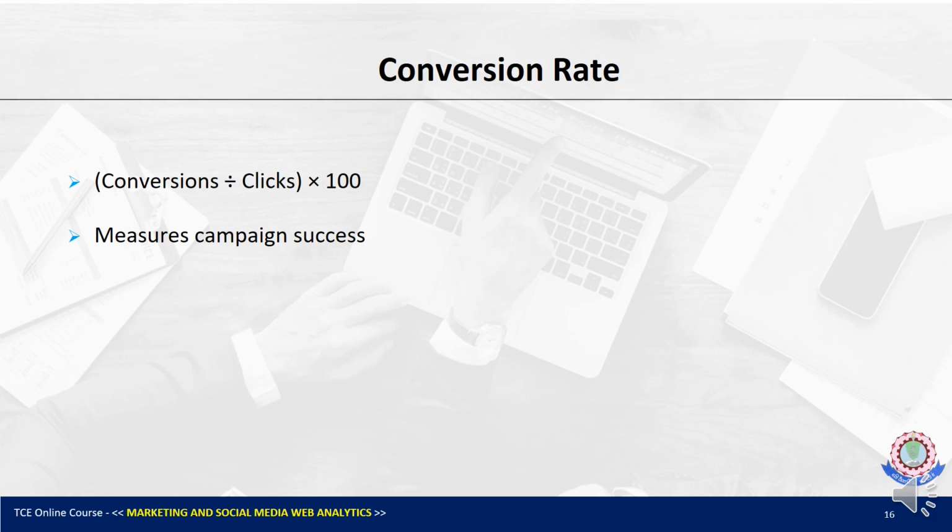Conversion rate. Conversion rate is calculated as conversions divided by clicks, multiplied by 100. This metric tells us how successful a campaign is in achieving its goal. A high conversion rate means the right audience, right message, and right platform.